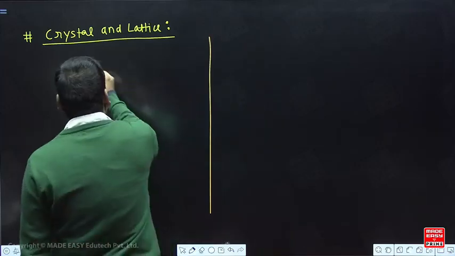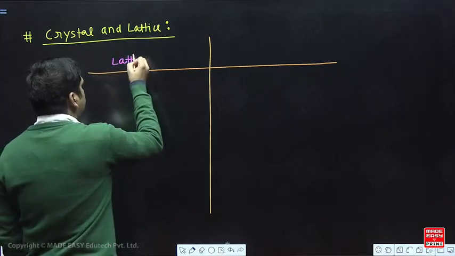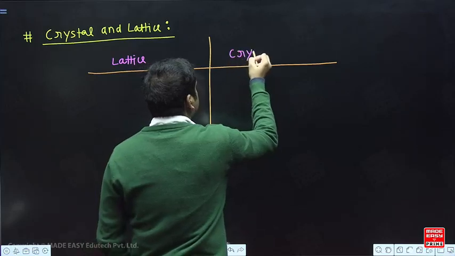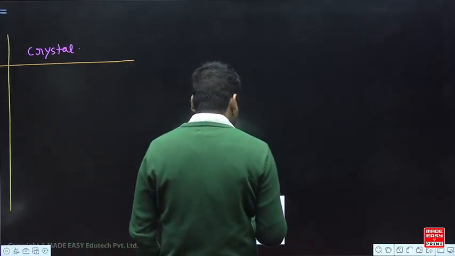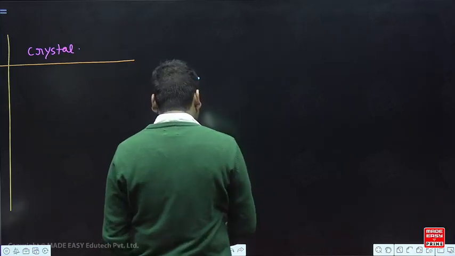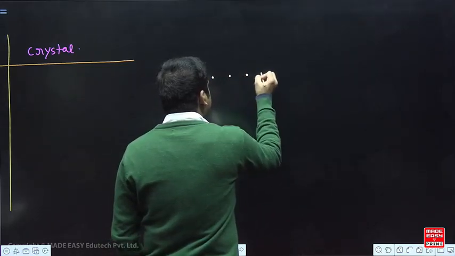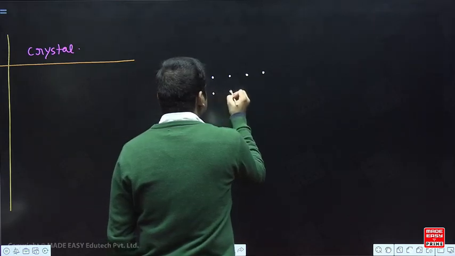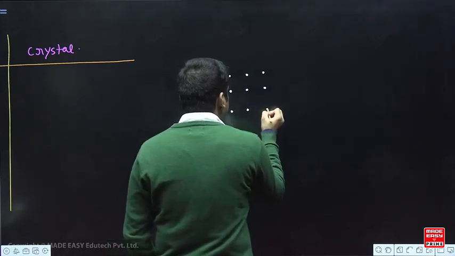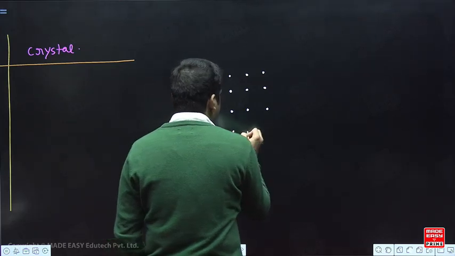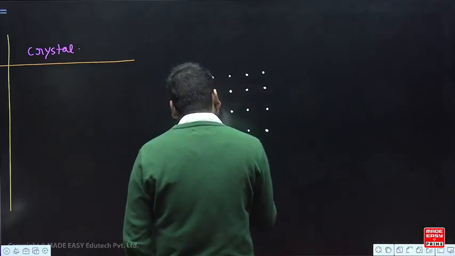So let us make a table. At one side of the table I am writing lattice, and at the other side we are writing crystal. Suppose we have a 3-dimensional arrangement of points in space. These are the points in space. I am making 2D points, you can assume it in 3D, right? All the crystals are 3D, so assume it in 3D. This 3D periodic arrangement of points in space is known as lattice.